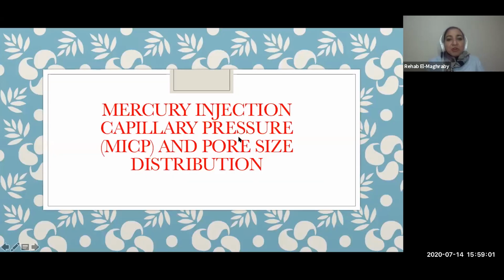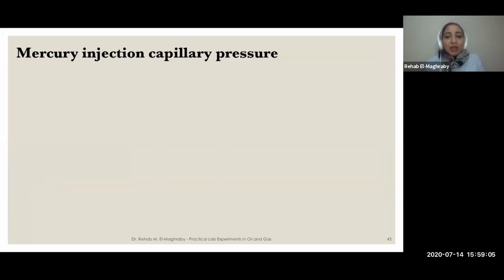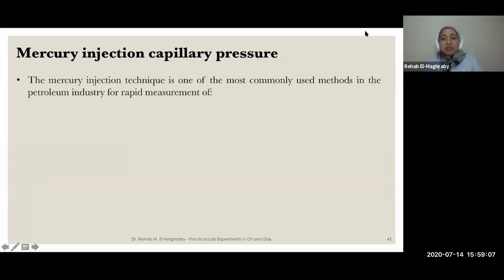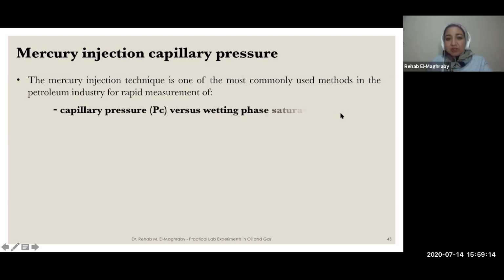Now to mercury injection, capillary pressure, and pore size distribution. Actually, mercury is hard to handle, and not every lab has mercury. It is toxic. So we didn't do our mercury injection capillary pressure in our lab. We were using Weatherford Labs to do this. So the mercury injection capillary pressure data is measured in Weatherford lab.